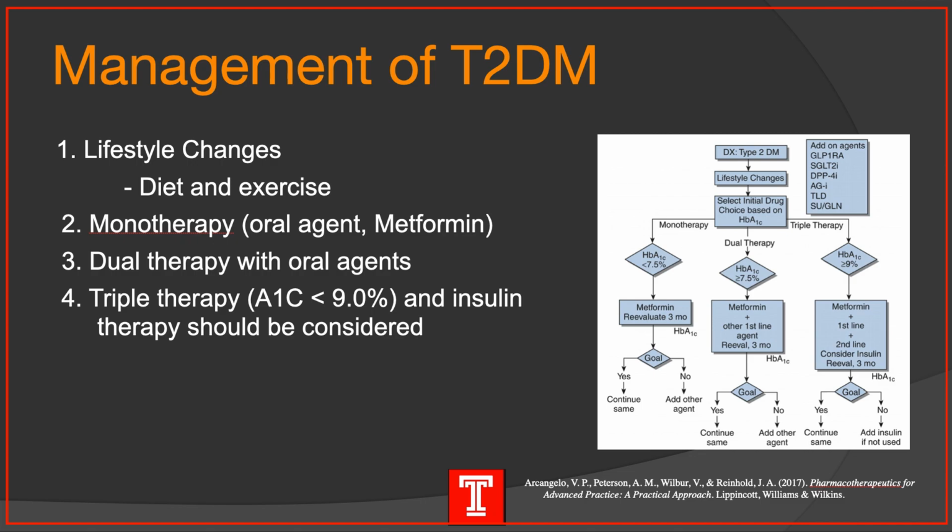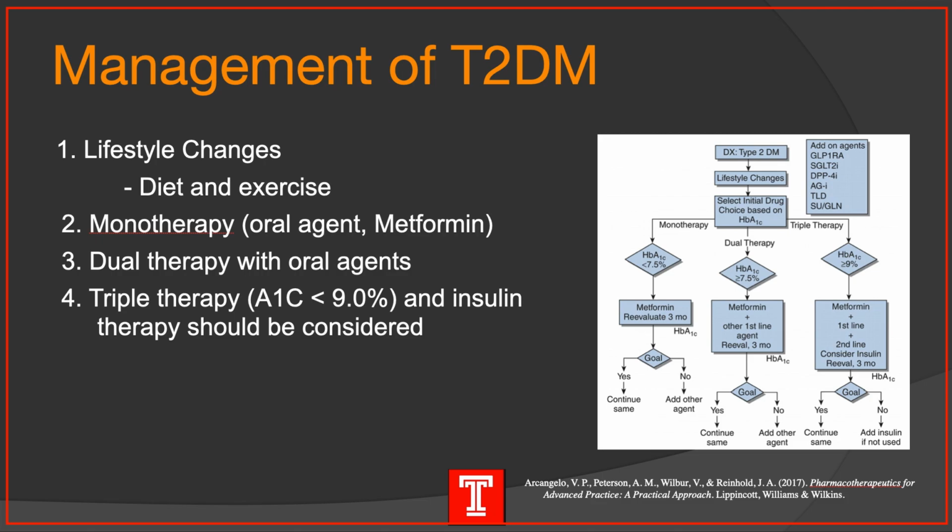If a person's hemoglobin A1C is 7.5% or higher, monotherapy with metformin and a reevaluation in 3 months is appropriate. Metformin is the gold standard preferred treatment for type 2 diabetes mellitus and is the only approved treatment for pregnant women and children. If the target A1C of 7.5% or less is not met, another agent should be added, so the patient would receive metformin and another oral medication.